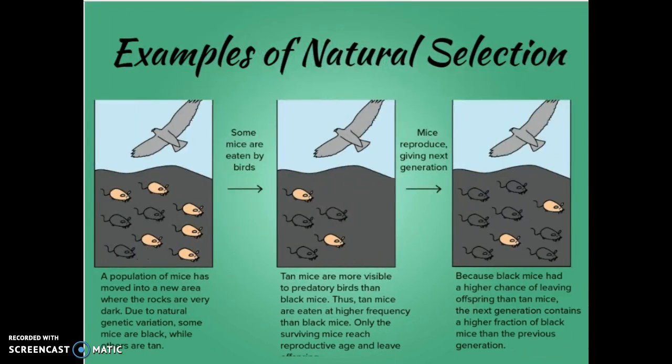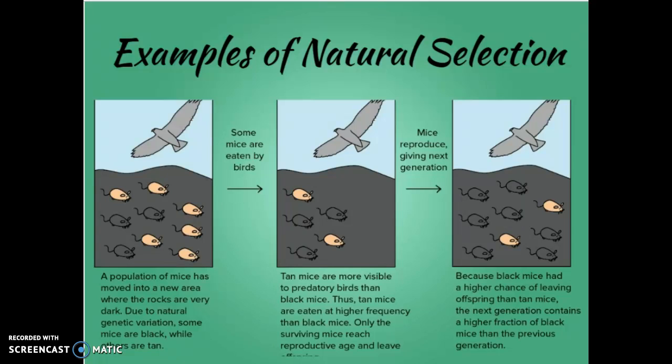Some examples of natural selection include mice and birds. A population of mice has moved to a new area where rocks are very dark. Due to natural genetic variation, some mice are black and some mice are tan. Some mice are eaten by the bird. Tan mice are more visible to predatory birds than the black mice. Thus, tan mice are eaten at higher frequency than black mice.